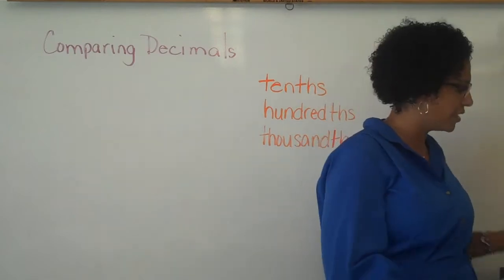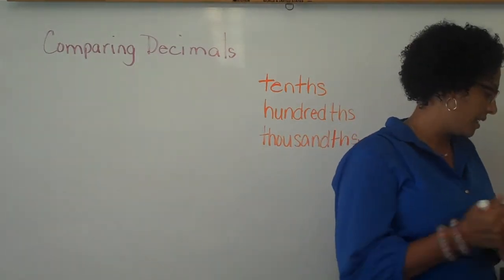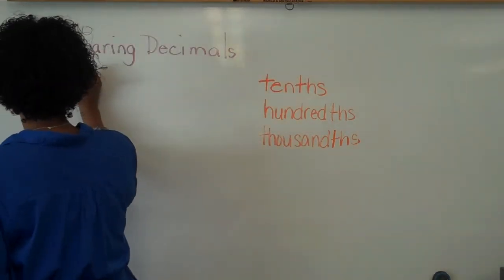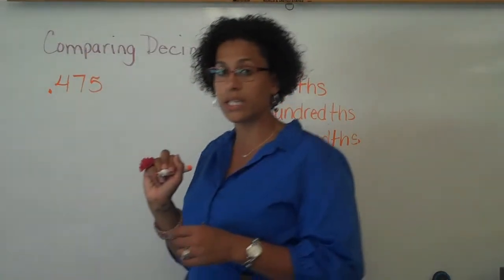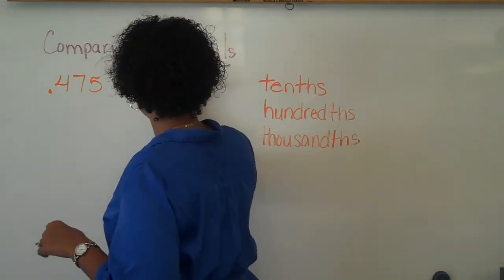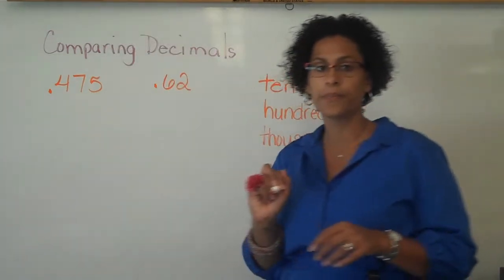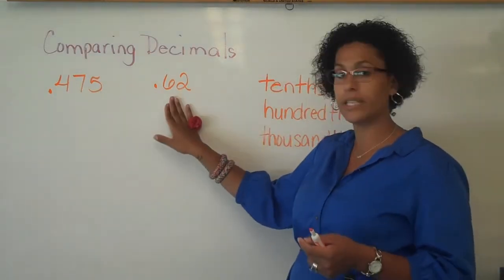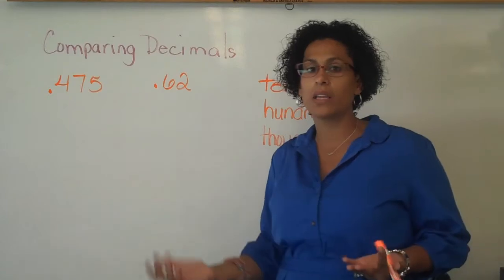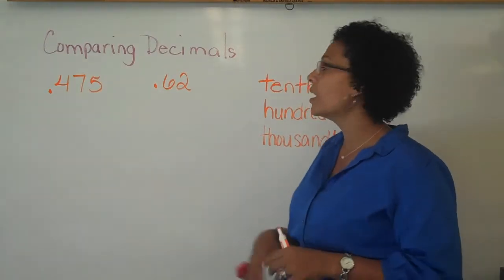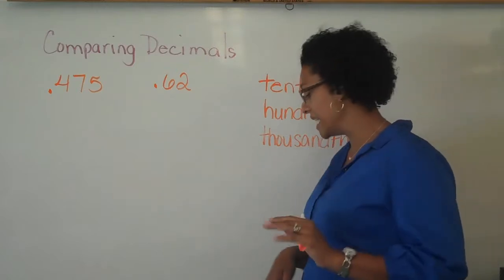So the first one we're going to do together is 0.475, 475 thousandths, and we're going to compare that to 62 hundredths. All right? So notice that there's 3 digits over here, 2 digits over here, and automatically we think 3 is bigger than 2. Yeah, that's true. But we need to make them an equal number of digits.